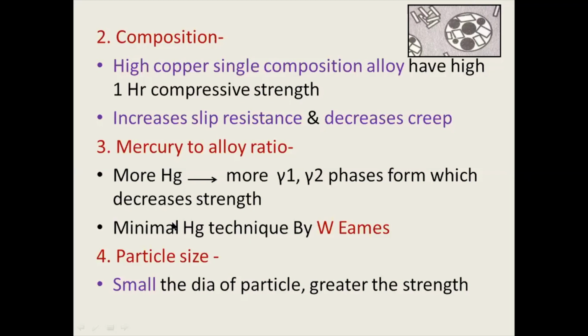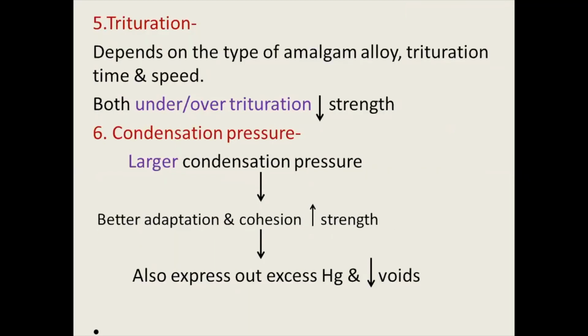Now next factor is the particle size. As the diameter of the particle is smaller, there will be increased strength as compared to the bigger particle size. Now the next factor is the trituration. Now how will trituration be effective? It depends on the different types of amalgam alloy, whether you are using lathe cut or spherical. So according to that, you will have to apply the trituration time, energy, speed. This will be different. Both under and over trituration will decrease the strength.